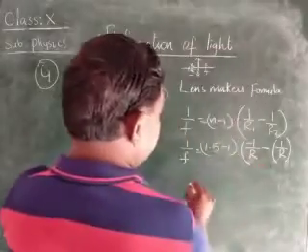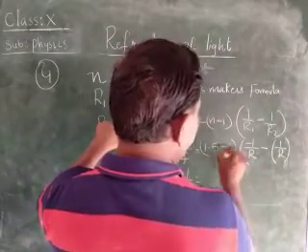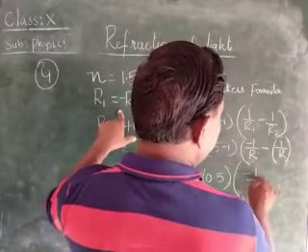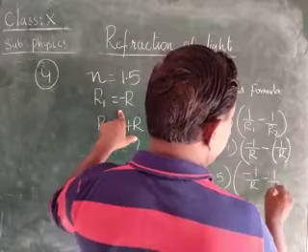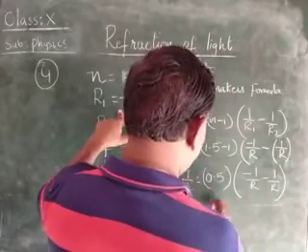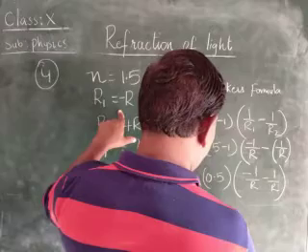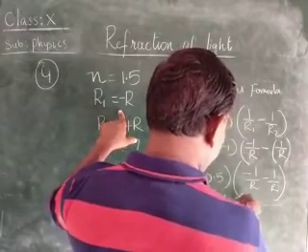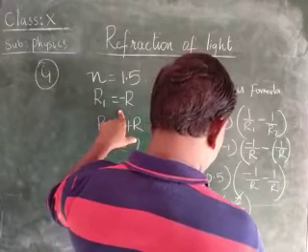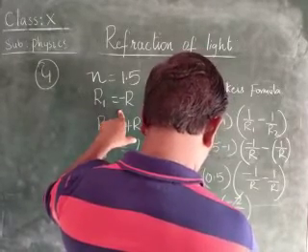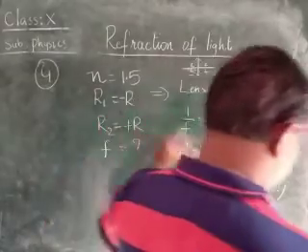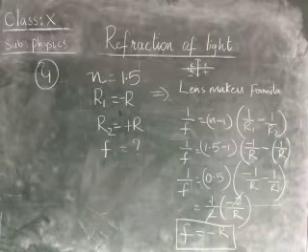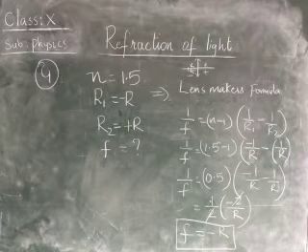Okay, children, right. 1 by f is equal to 1.5 minus 1, that is 0.5, into minus 1 by R minus 1 by R. That is 1 by 2 into minus 2 by R. Okay, that is minus, the 2s cancel. That is minus 1 by R. f is equal to minus R. Okay, how much are we getting, children? Here we are getting f as minus R. The focal length is equal to the minus radius, children.